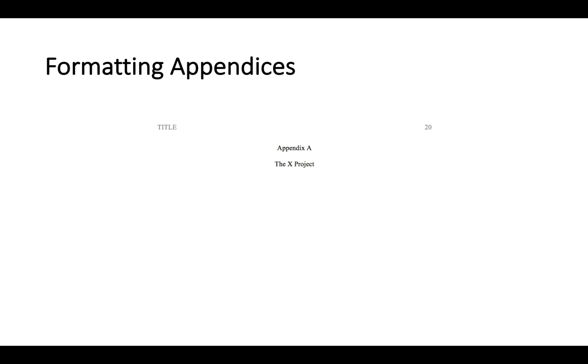Finally, for formatting the appendices, you're going to want to make sure that it says the appendix A, B, C, etc. first, centered, non-bolded, and then underneath it, the title of the appendix, centered, non-bolded.